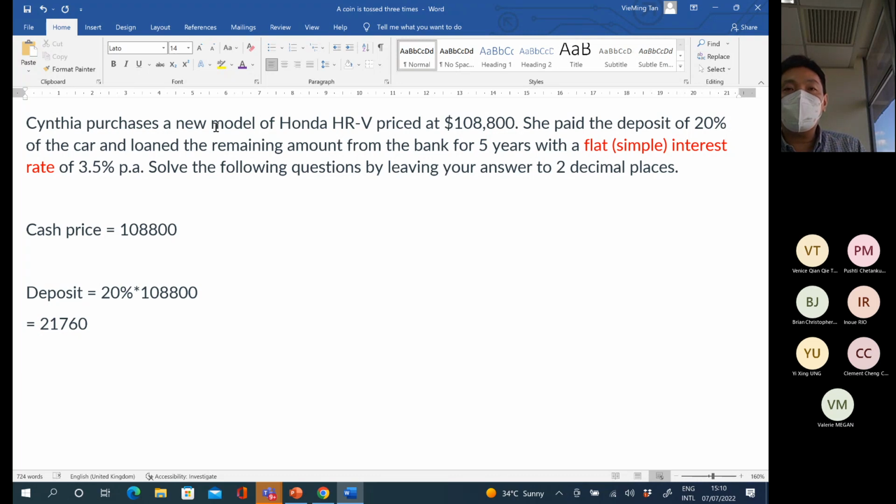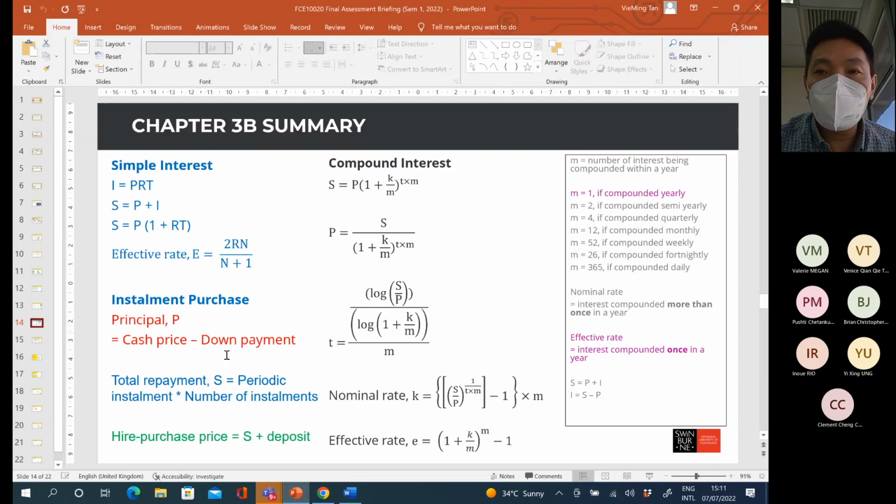Anything else? This is a loan question. A loan is involved also. So what else do we need, for financial mathematics, for the loan question, or for the installment purchase question? If you refer back to your summary, you may find it. I highlighted this using red color, so that means very important.